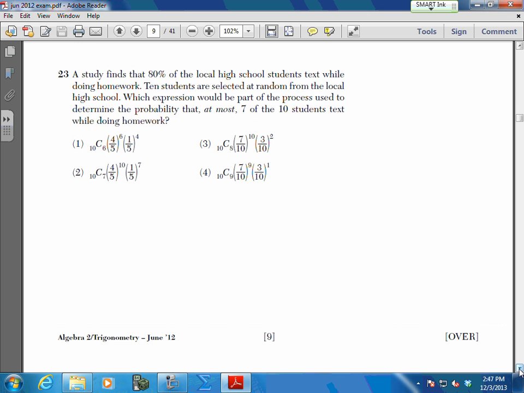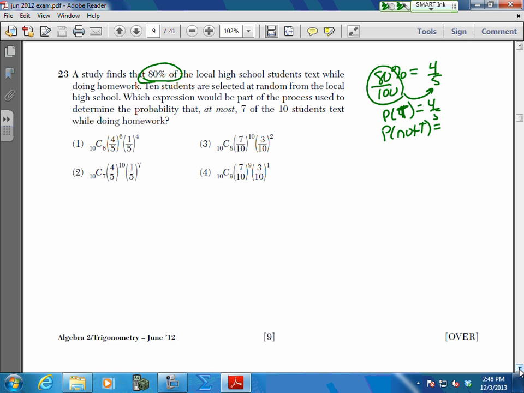Number 23 gives us a probability problem. You'll notice that it says the probability is 80%. And notice they use all fractions. Just take 80% and convert this to a fraction. Put an 80 over 100 and have your calculator reduce it to your fraction. So the probability that a student texts while doing homework is 4 over 5. The probability that they do not text is 1 minus this, 1 over 5. You've got the probability of success and the probability of failure.